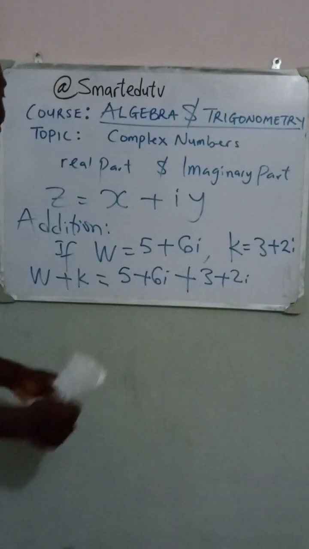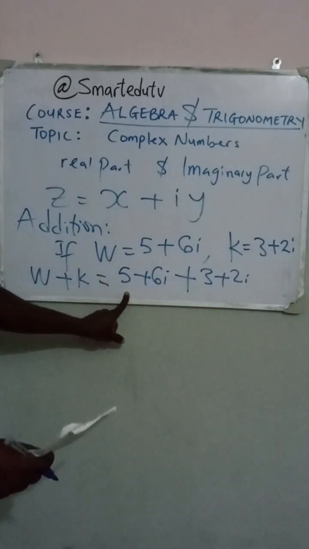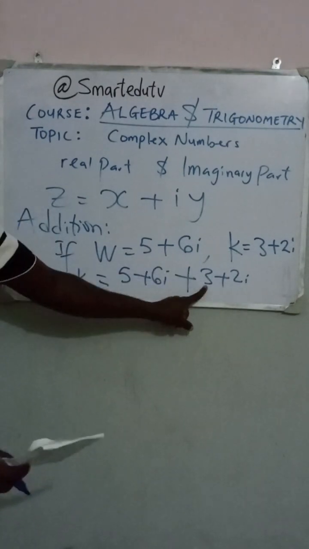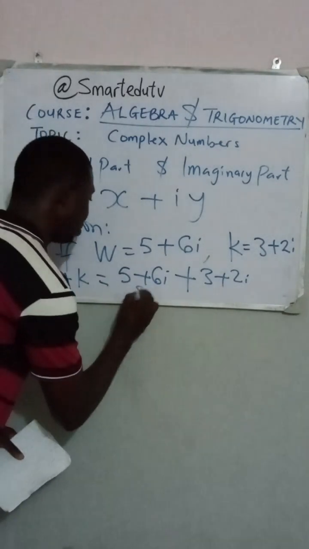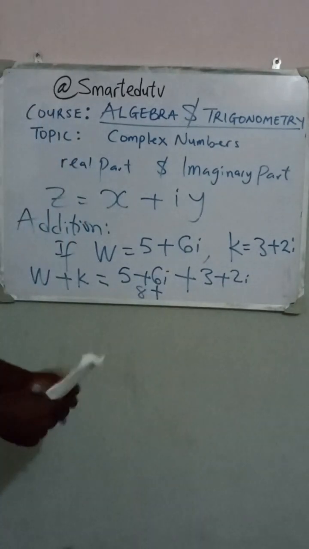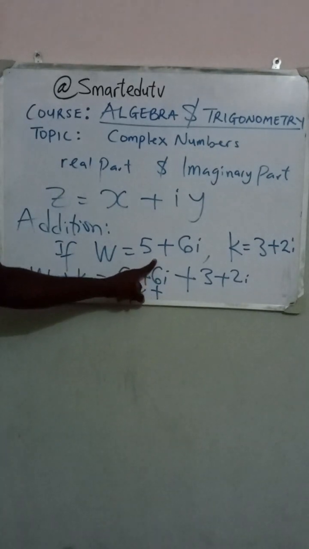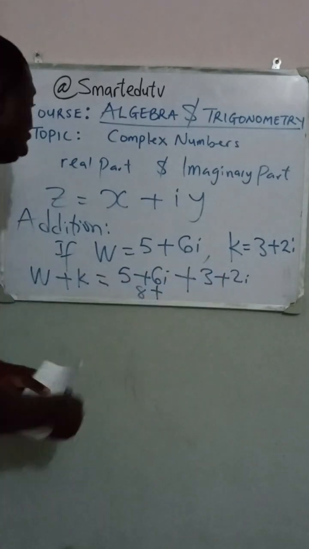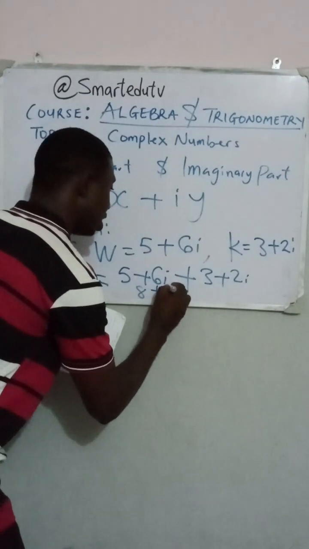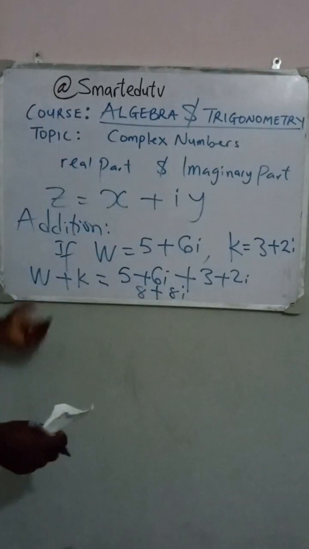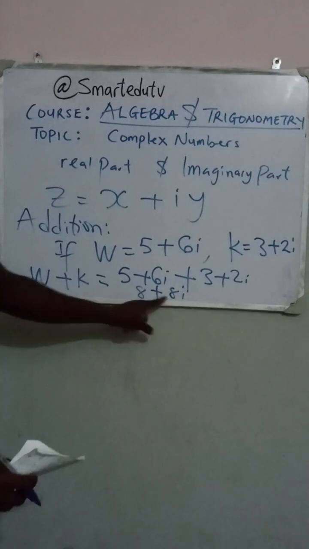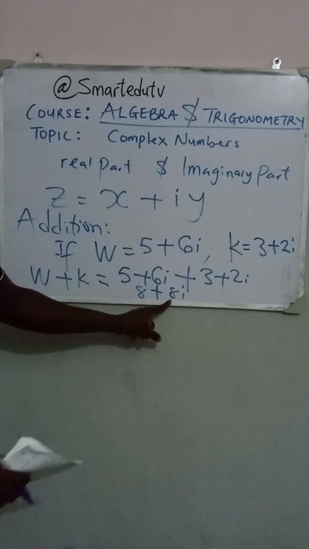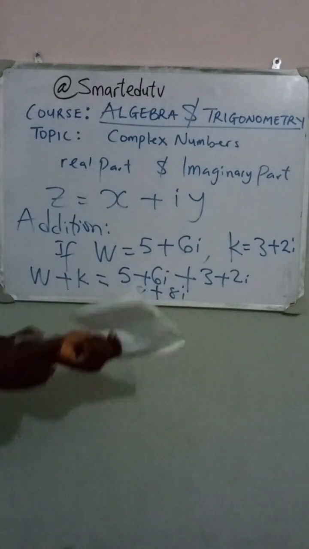For me to add them together, it simply means I'm going to add the real part of w together with the real part of k, that is 5 plus 3, which will give me 8. Plus, the imaginary part of w is 6, while the imaginary part of k is 2. 6 plus 2 will give us 8, so plus 8i. So the result of this addition gives us 8 plus 8i. The real part of the result is 8, and also the imaginary part of the result is 8. This is how we add complex numbers.